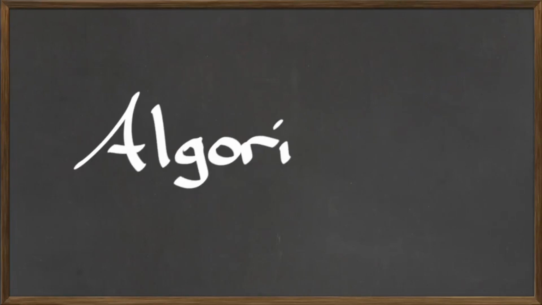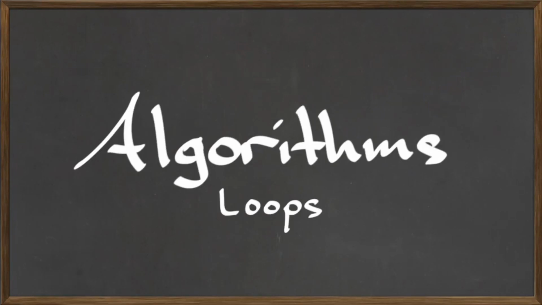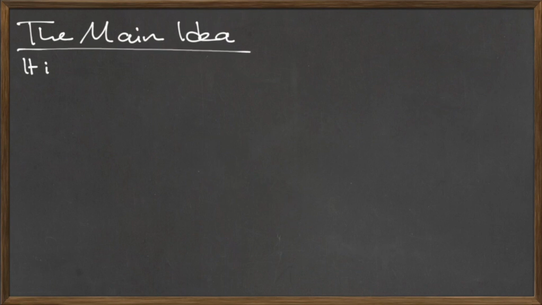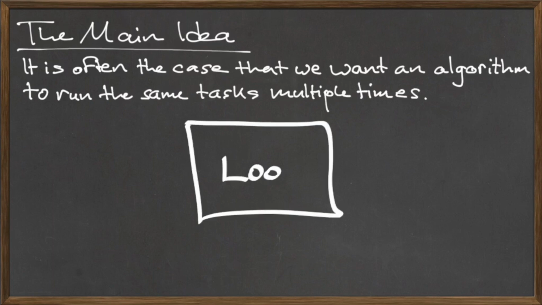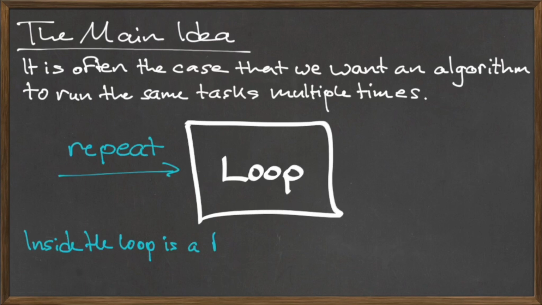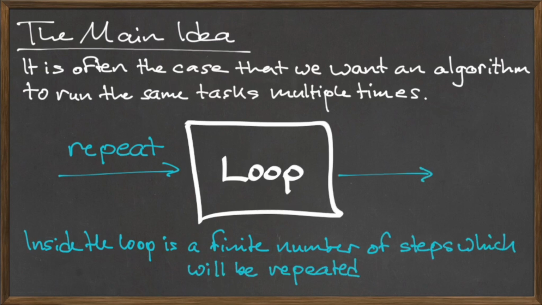In this video, we will conclude our discussion of algorithms with the subject of loops. Many times, we encounter scenarios where we need to repeat the same task multiple times. To do this, we use a loop. A loop begins with the word repeat, followed by the set of instructions that we wish to repeat, and ends with the word until and a stopping condition, which tells us when to break out of the loop.